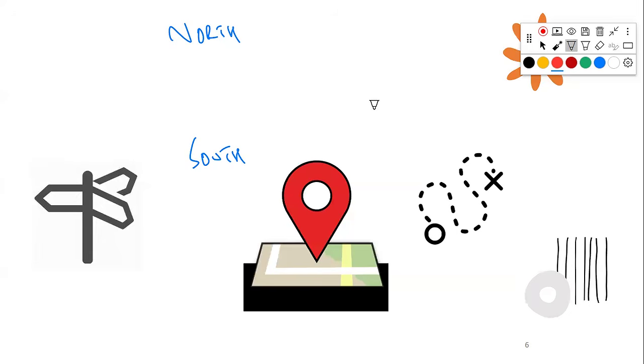Use the chat box and tell me what I'm marking. What should come in the place of x? What should come in the place of y? Is x equal to east or is x equal to west?